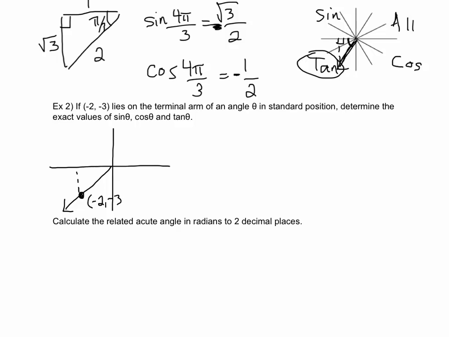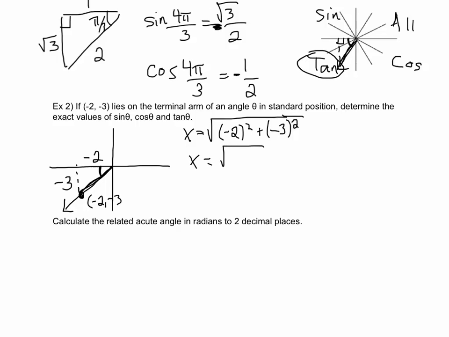So we're looking for the angle theta, so we're going to be looking at this acute angle here to get each of those three trig ratios. Our distances here are -2 and -3. So we need to figure out what the hypotenuse is in order to finish solving this problem. We're going to use the Pythagorean theorem: (-2) squared plus (-3) squared is 4 plus 9, which is going to give us root 13.